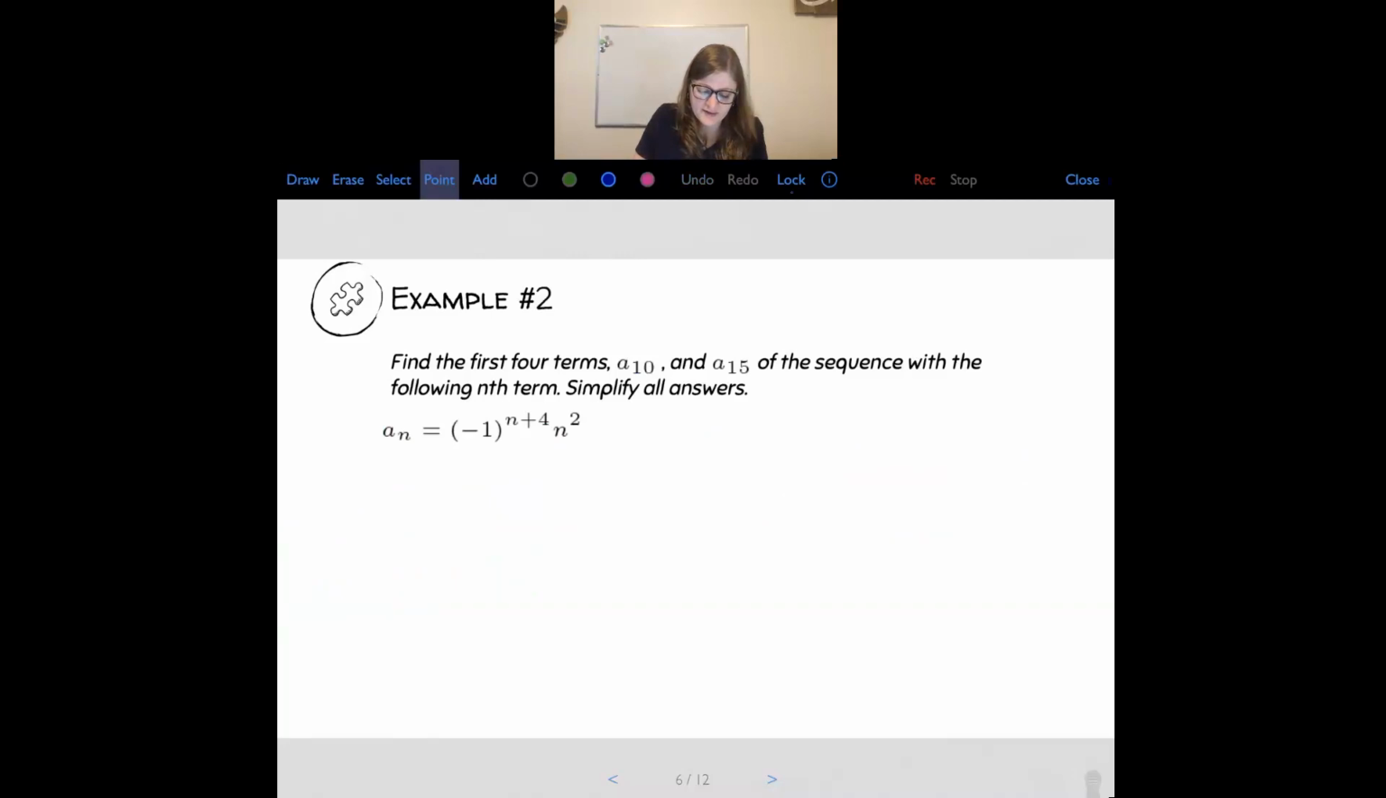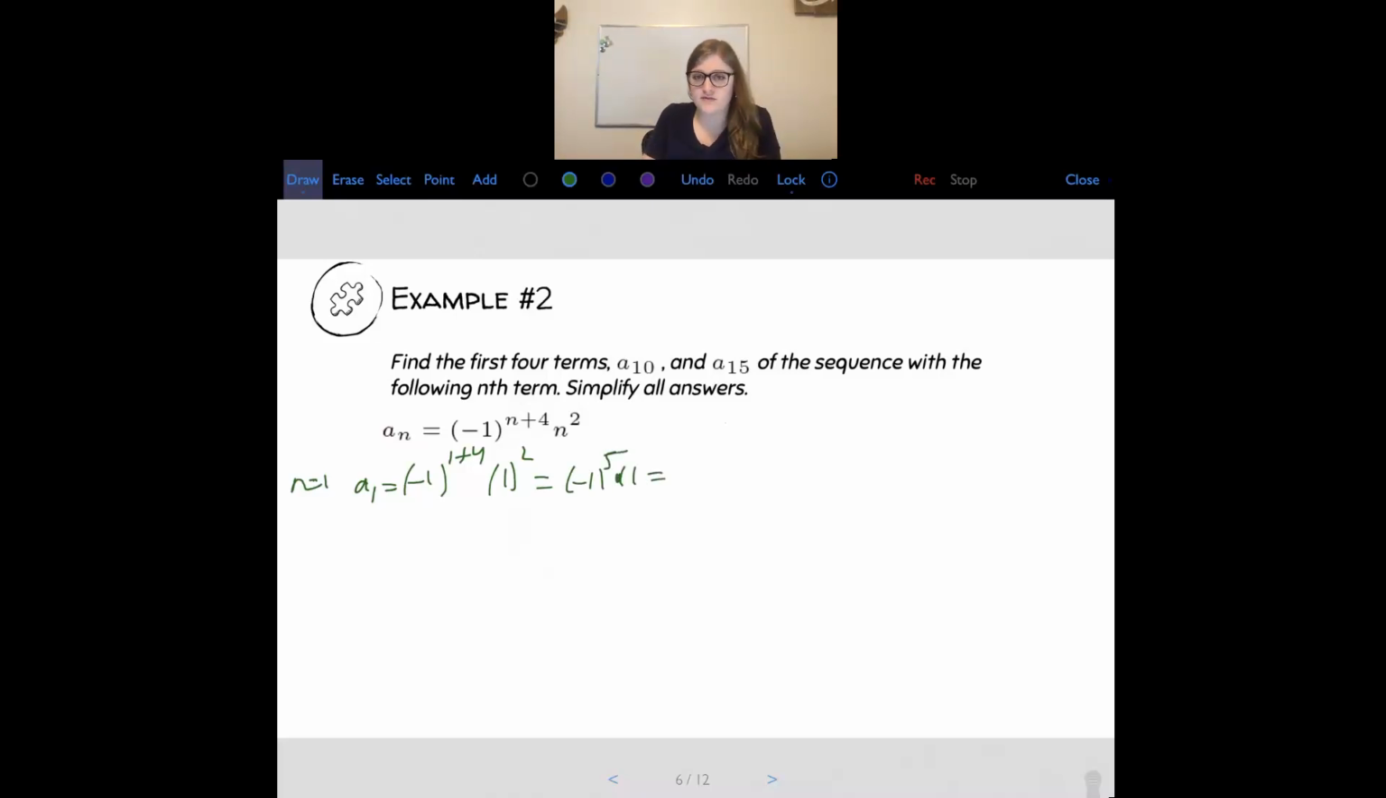Next, example 3, find the first 4 terms, a sub 10 and a sub 15 of the sequence with the following nth term. Simplify all answers. So to get the first term, we look at what we need to substitute in for n, and it would be 1. So we do n equals 1. So we have a sub 1 is equal to negative 1 to the 1 plus 4 times 1 squared. Okay. So this is negative 1 to the 5th power times 1 squared, which is just 1.